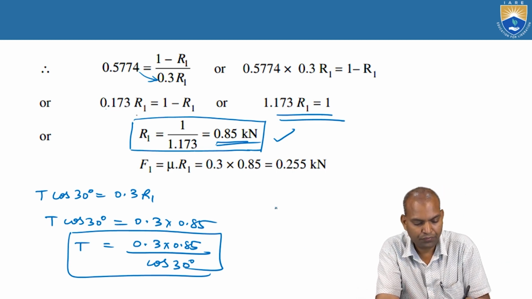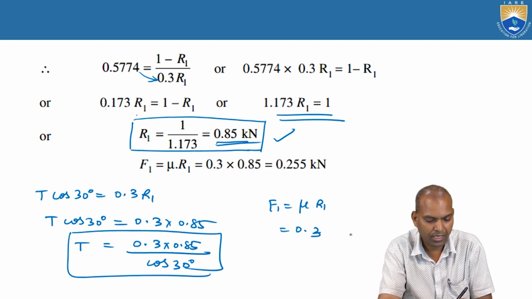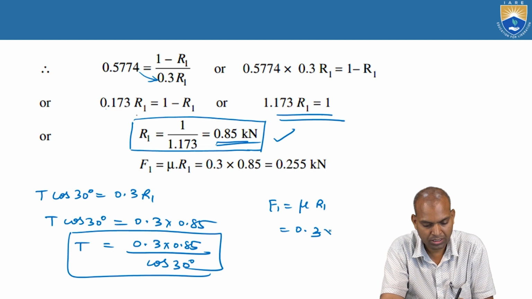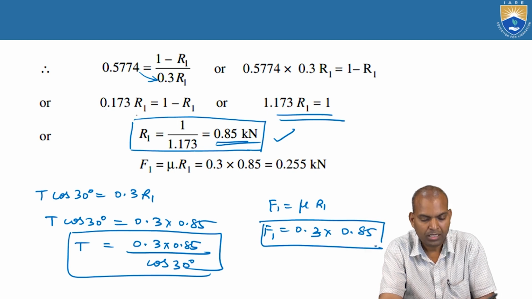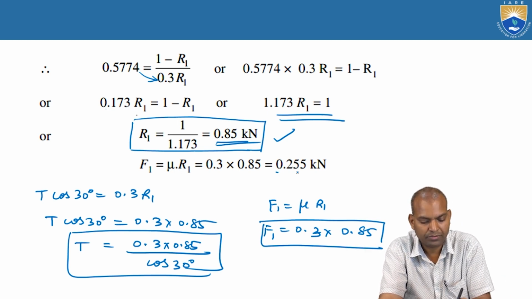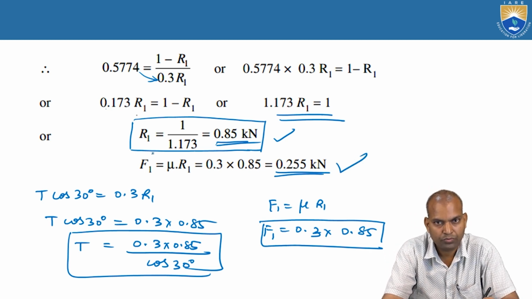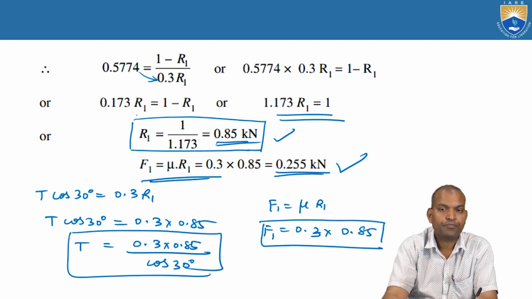Now, what is the friction force? F1 equals mu times R1. What is mu? 0.3. And R1 is 0.85. So the frictional force is 0.3 times 0.85, that is 0.255 kilonewtons. That is the frictional force.